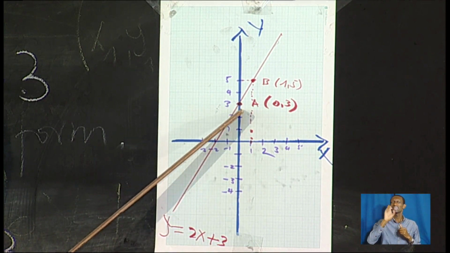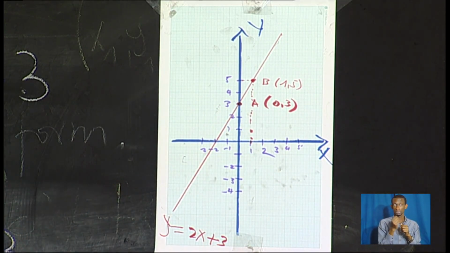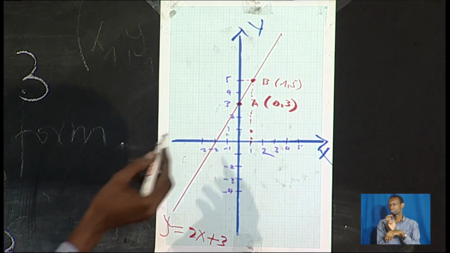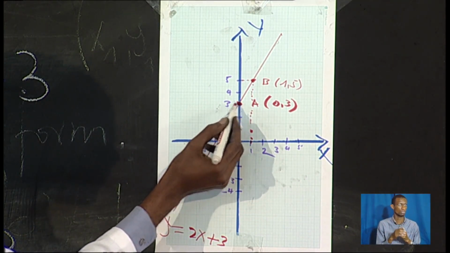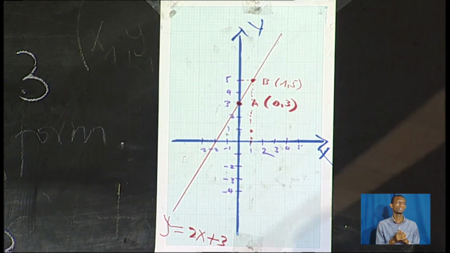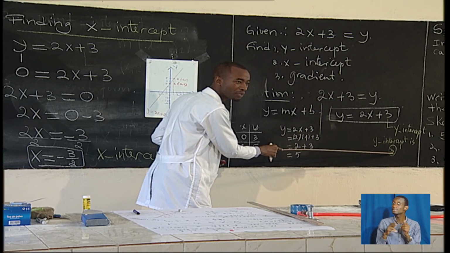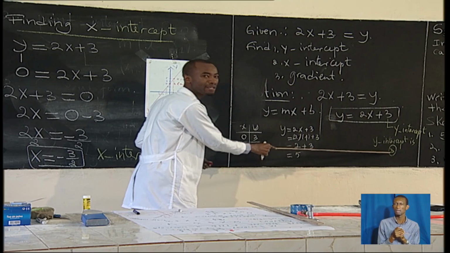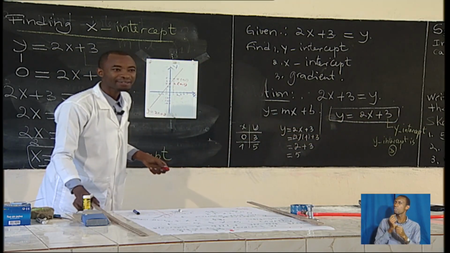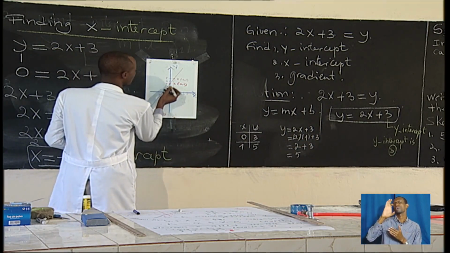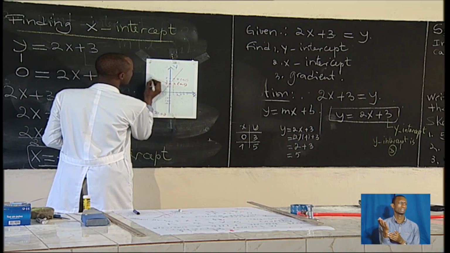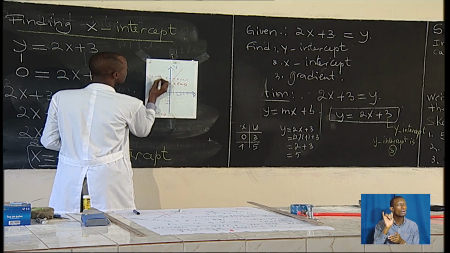I think you can observe it. As you can see, we have point 3 here. Look at this. We have the y-intercept, which is equal to 3. This is where the line cuts the y-axis. It is here. This is the y-intercept.